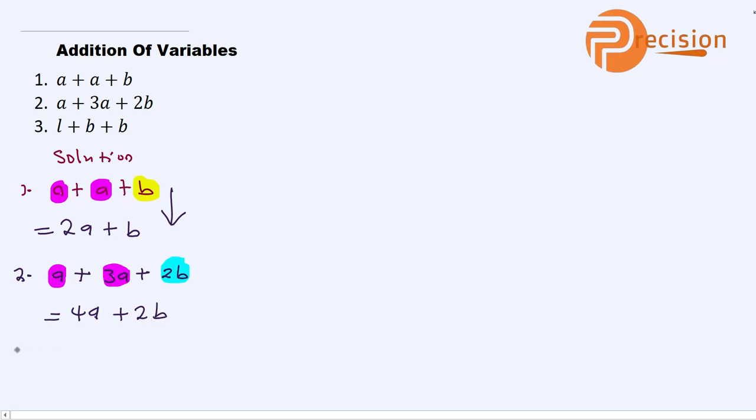Let's solve question number 3. 3 says L plus B plus B. If you look at this point, you know that B and B are same class, but L is a different class. Because it's a different class, it simply means it cannot combine with this other one. Doing that, we are going to have L standing by itself plus 2B, because 1B plus 1B gives us 2B. Remember, we just keep putting our answers down instead of writing them horizontally.